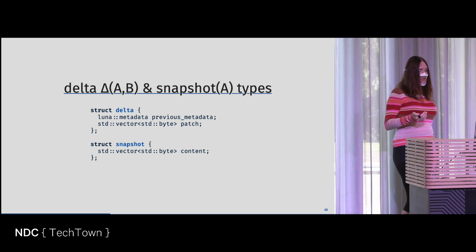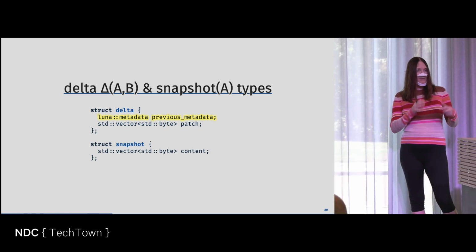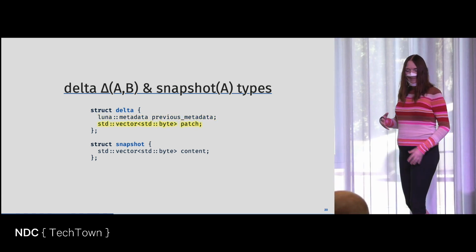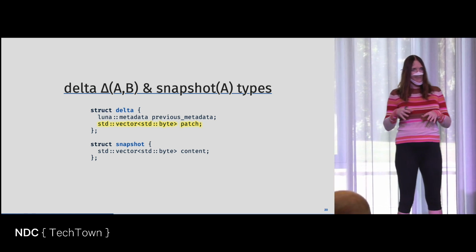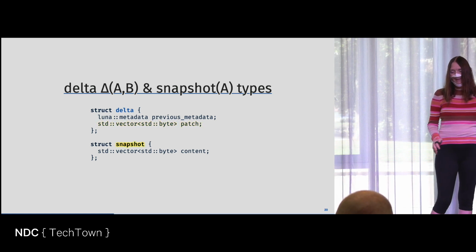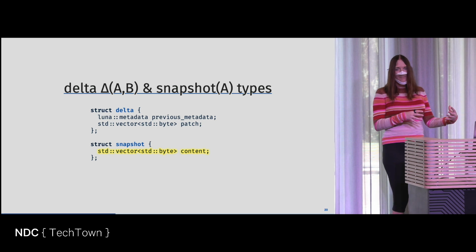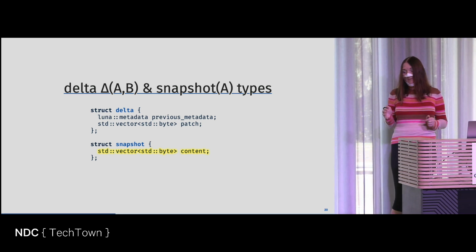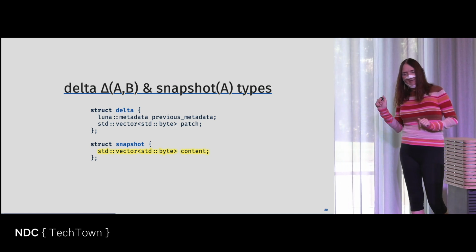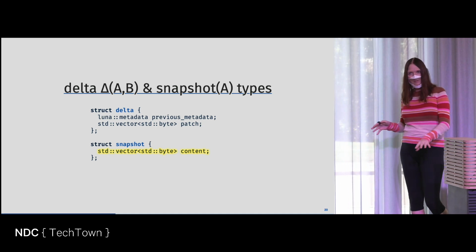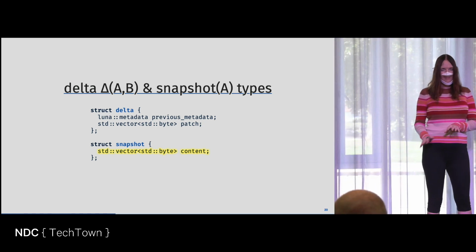Delta is a much simpler object. It's just the metadata of the previous state, because they are contained there, and the bytes of the patch itself. I don't need to understand it, it's just some sort of patch. And snapshot is just the bytes of the serialized content. I'm not using inheritance here because I don't need access for all the functions like iterators, that's just something inside.